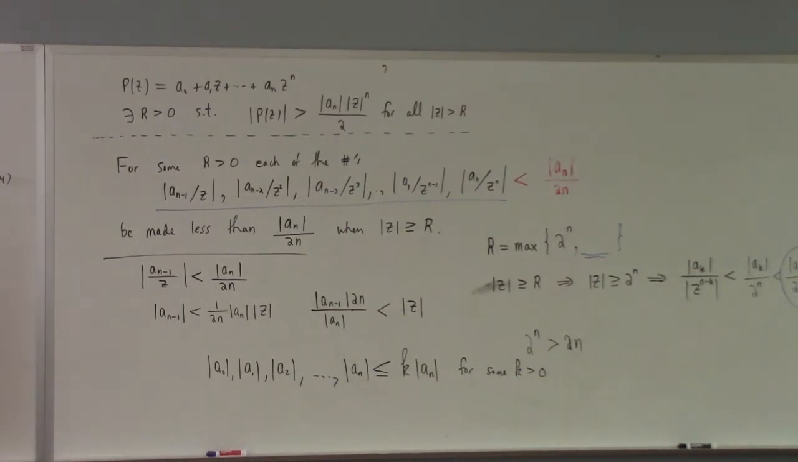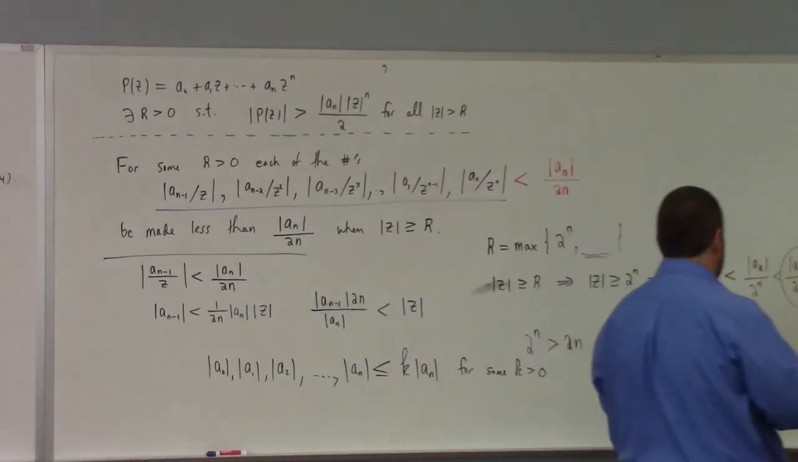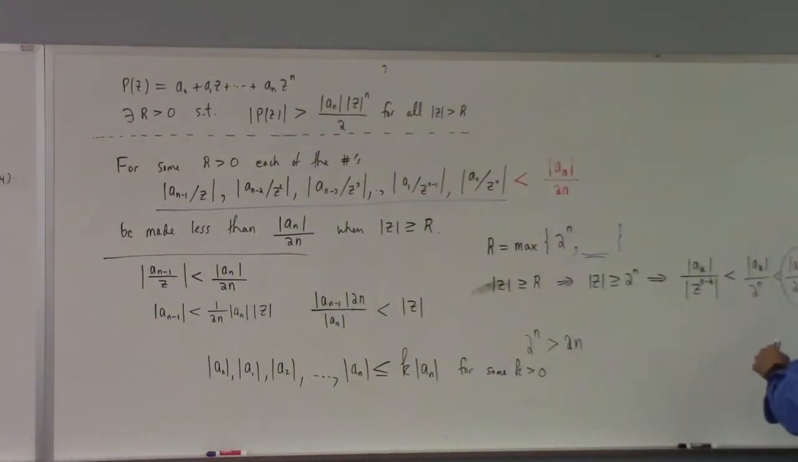And in fact, this would not be a big deal for an actual given polynomial even, right? Can I somehow incorporate that k? See, because then if I could do that, this would be less than or equal to k times the modulus of a sub n divided by 2n, right?